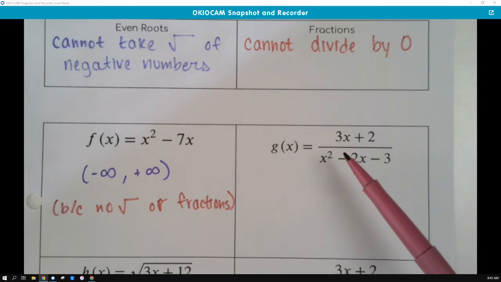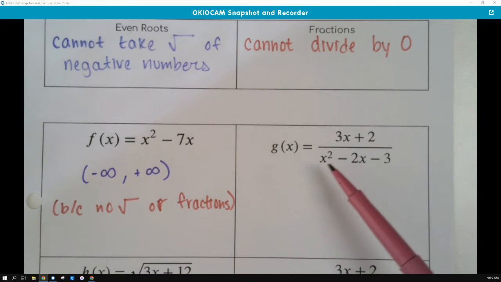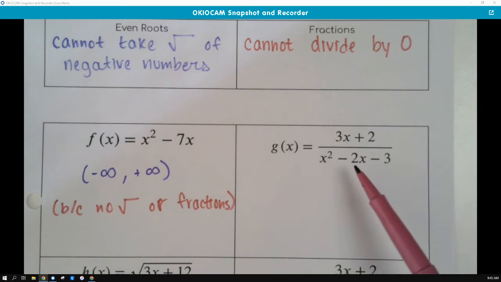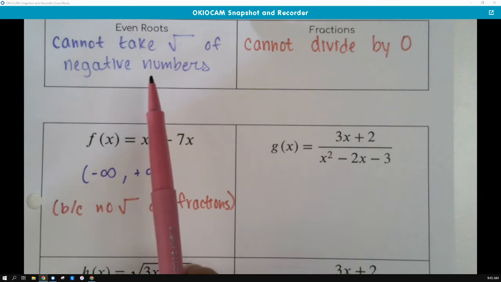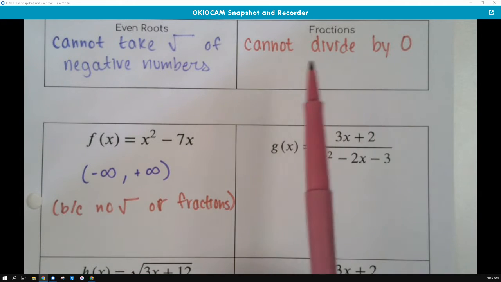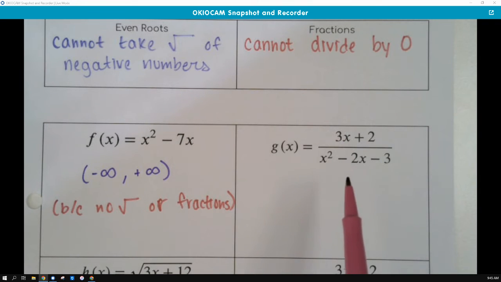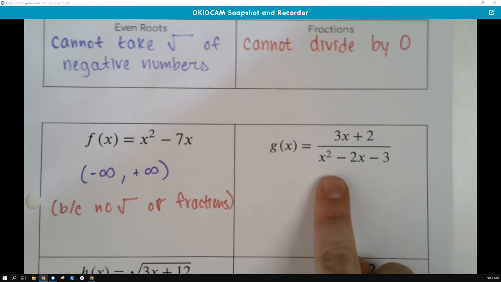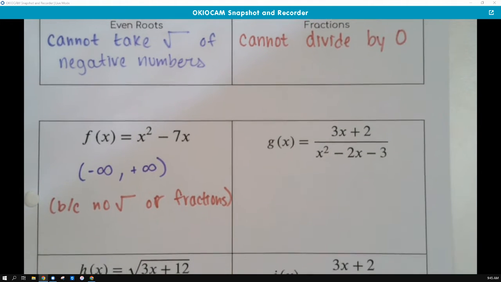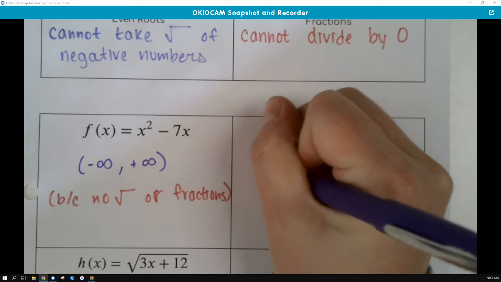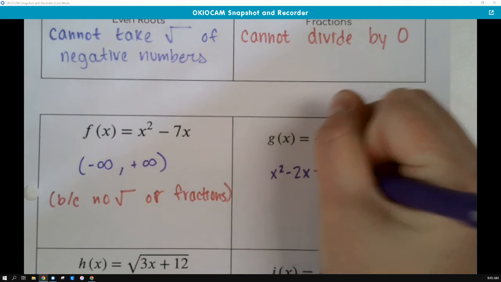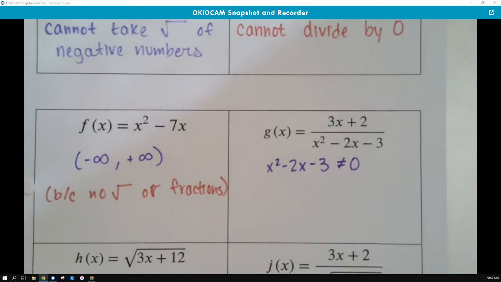This next one, we've got 3x plus 2 over x squared minus 2x minus 3. So this one, we don't have any square roots, so we don't need to worry about that. But we do have a fraction, and we are not allowed to divide by 0. So anytime we have an x in the denominator, we have to figure out when the denominator is going to equal 0, because we're not allowed to divide by 0. So in this one, we've got x squared minus 2x minus 3. We need to figure out when that equals 0, because it cannot equal 0.